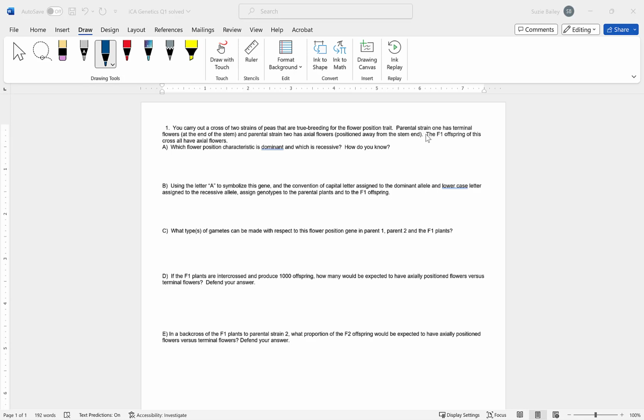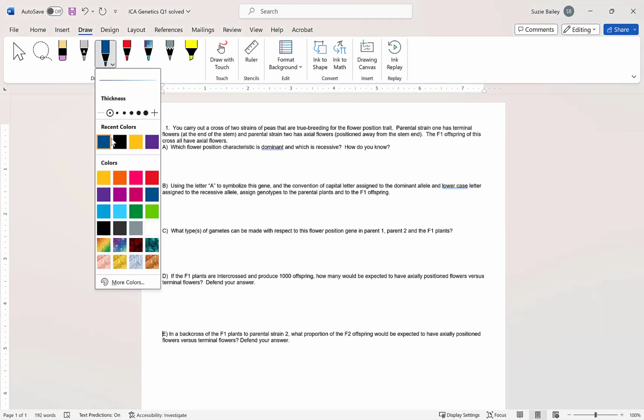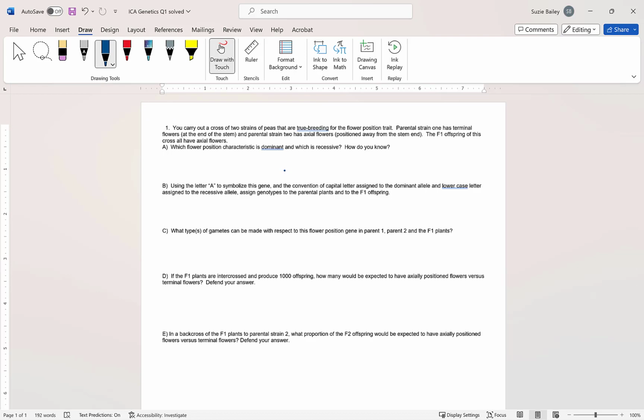When these 2 parent strains are crossed, the F1 offspring of this cross all have axial flowers. In other words, flowers positioned away from the stem. So we have to use the information that we're given and answer questions A through E. Question A is asking us which flower position trait is dominant and which is recessive.